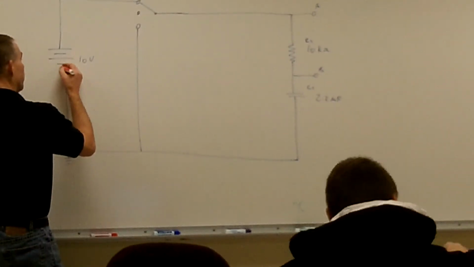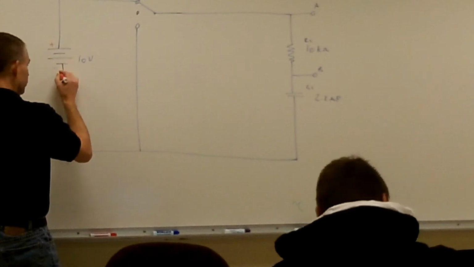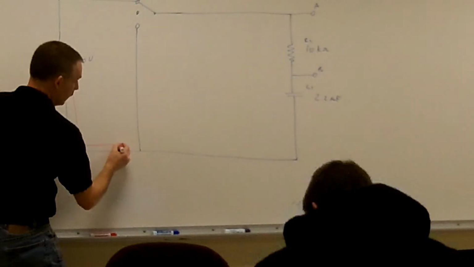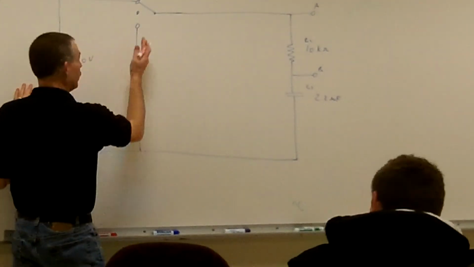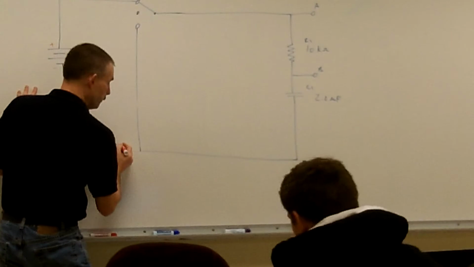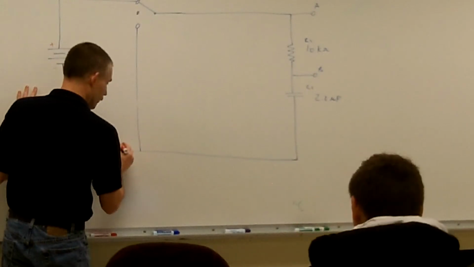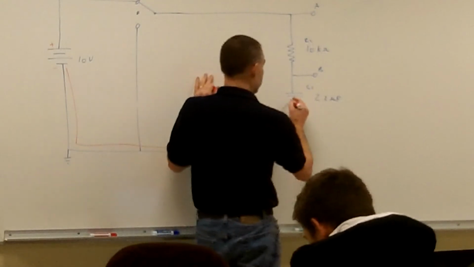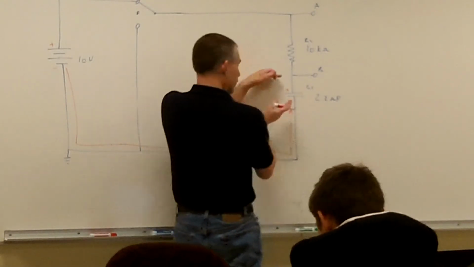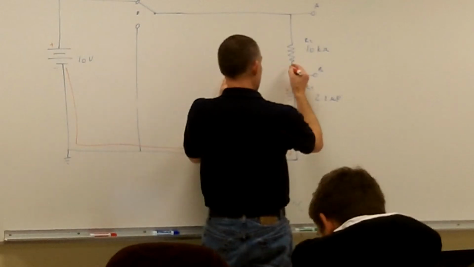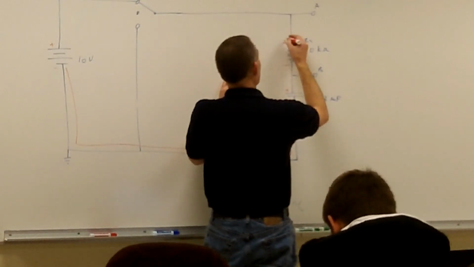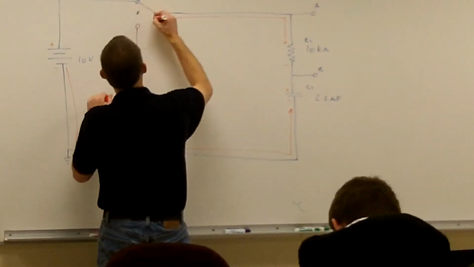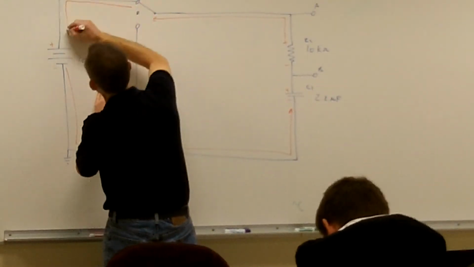So my current is going to come out of my source. There's nothing going on with this wire. That's not connected, so even though I have a current node, there's no current going through there. All my current is going to go right through my capacitor, because that's going to act like a short, and then it's going to go through my resistor, and then back into my source.